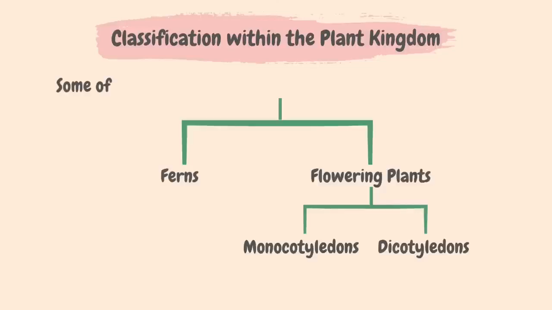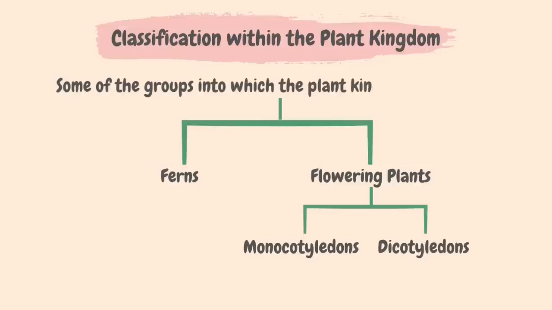Now we will learn how organisms within the plant kingdom can be grouped. As we know already, at least some parts of any plant are green. This is because of the green pigment chlorophyll, which absorbs light energy from the sun for photosynthesis. The plant kingdom can be sorted into ferns and flowering plants. Flowering plants may be further divided into monocotyledons and dicotyledons.